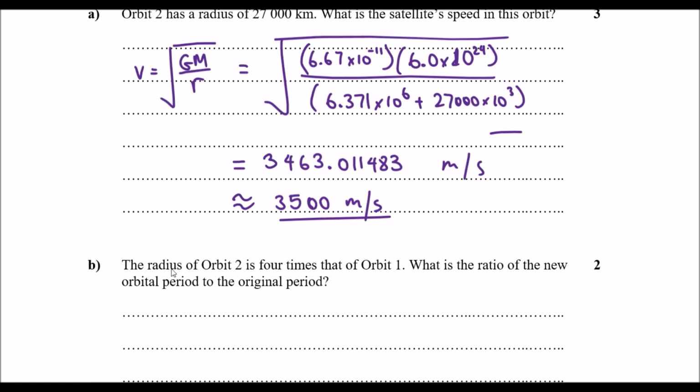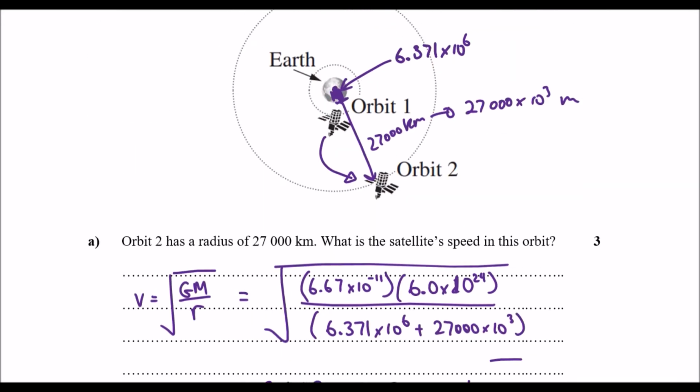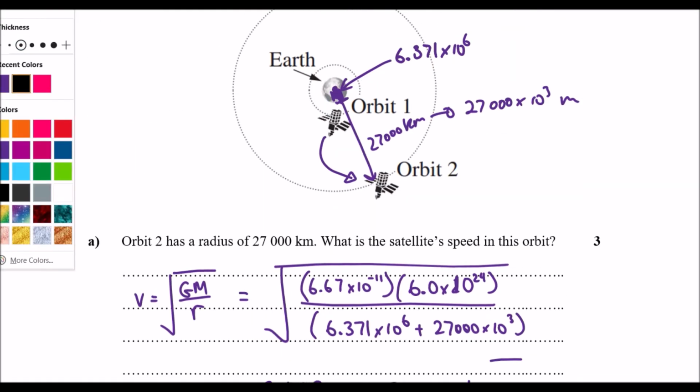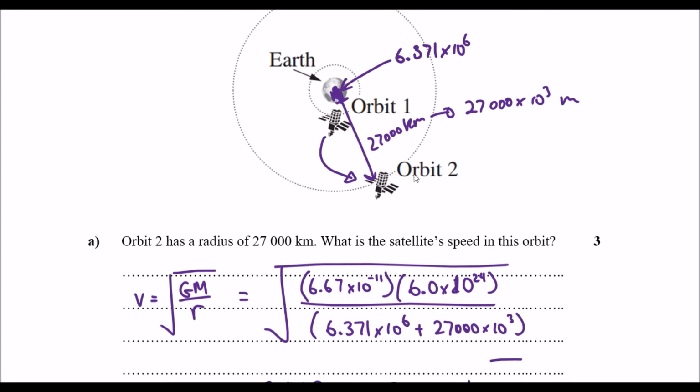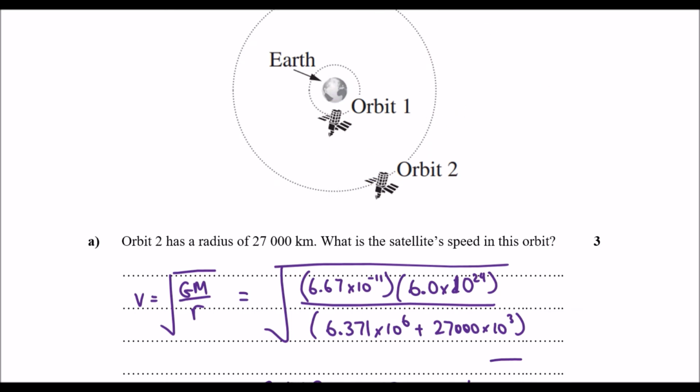If we move on to question B, it says the radius of orbit 2 is 4 times that of orbit 1. What is the ratio of the new orbital period to the original period? Let's use a different color to highlight the scenario. So orbit B, let me just scribble these out so we have a new diagram to see.